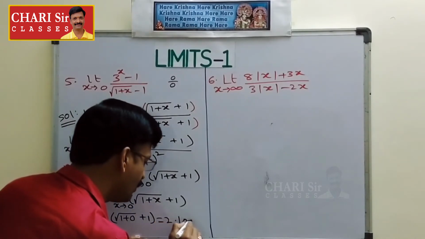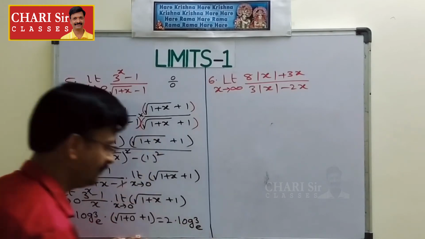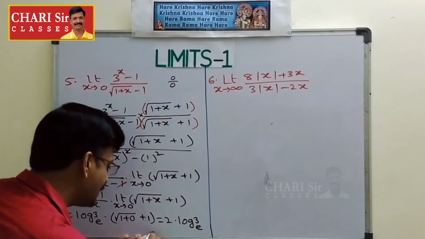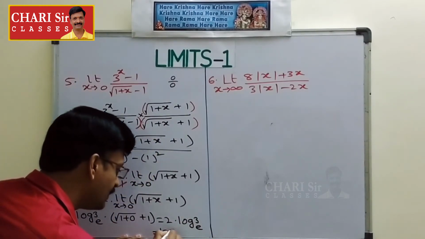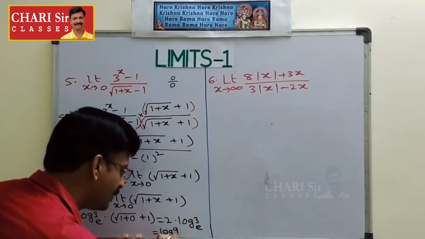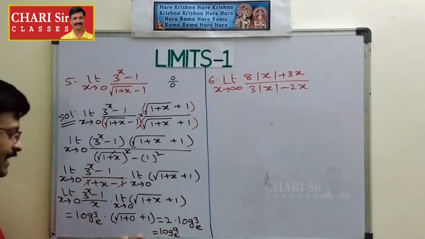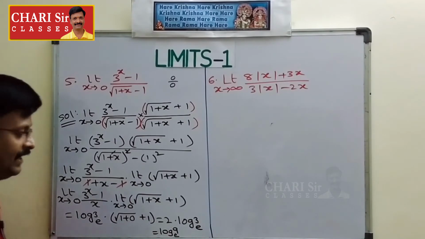You can write down 2 log 3 to the base e. You can also write this as log 3 square, which is 9, to the base e. The final answer is log 9 to the base e.